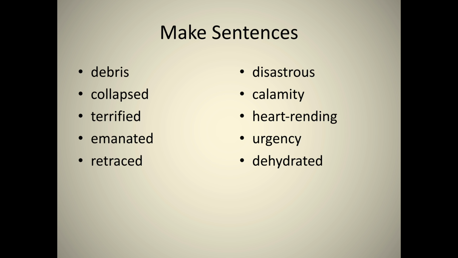These are the words that you have to use in your sentences. Debris, collapsed, terrified, emanated, retraced. And the second list is disastrous, calamity, heart-rending, urgency, dehydrated. Right? So you have to use these 10 words. You have to make 5 sentences with 5 words having adjectives in the beginning, and 5 words are to be used in such a way that you have an ing phrase at the start of your sentence.